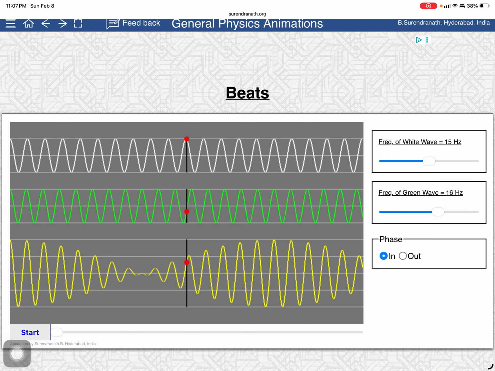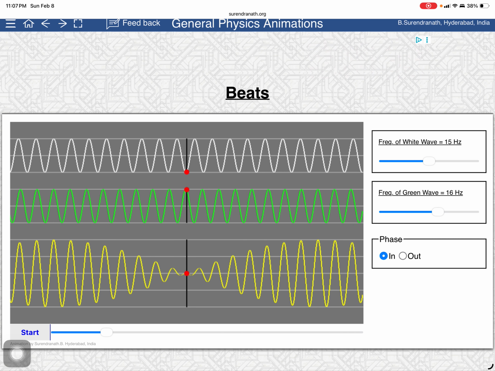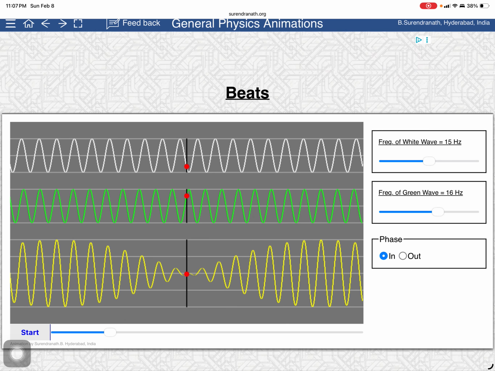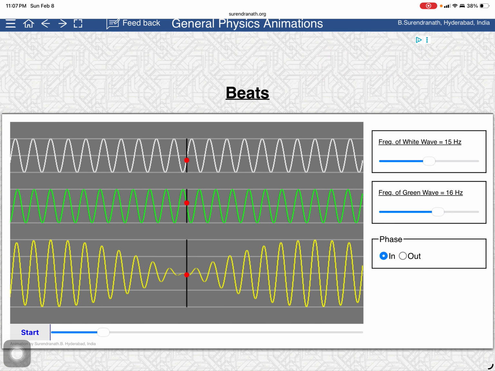If I start here, notice the white wave has the red dot at a trough, where the green wave has the red dot at a crest. They're completely out of phase with each other, and that results at the very bottom wave in a case of destructive interference, which means the waves are kind of canceling out.